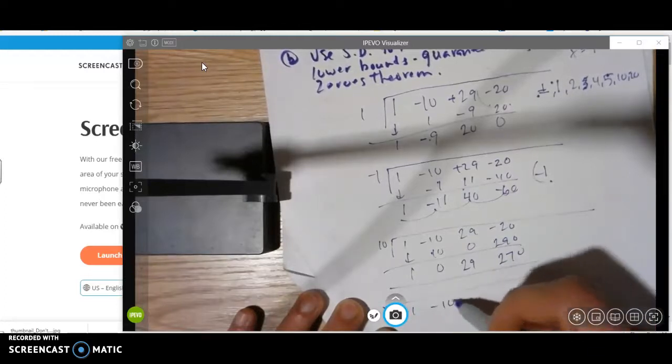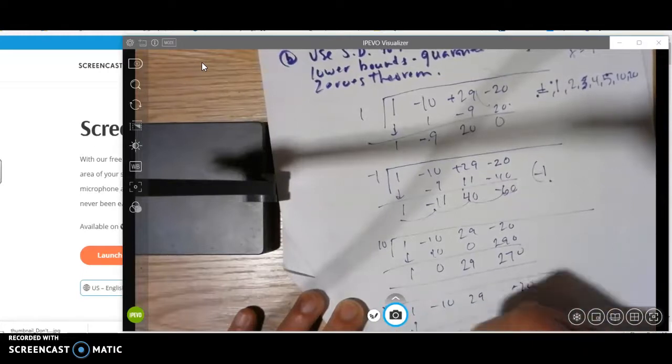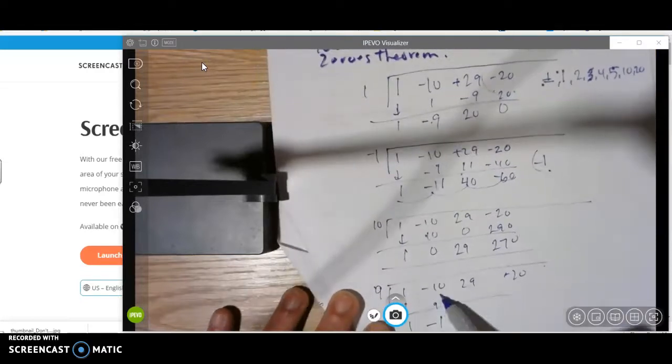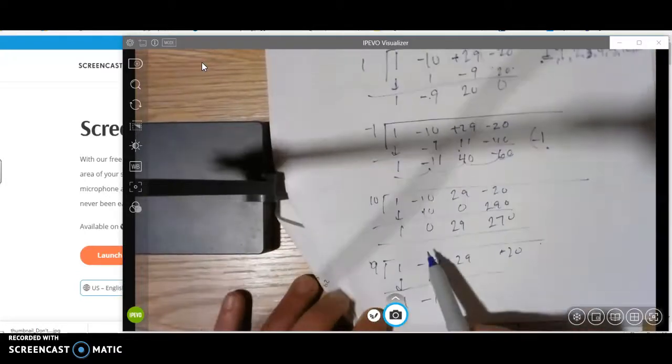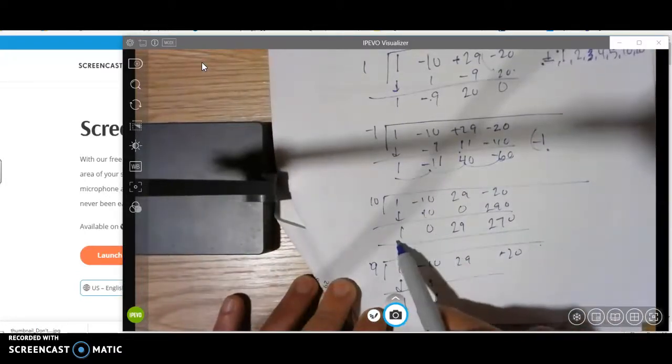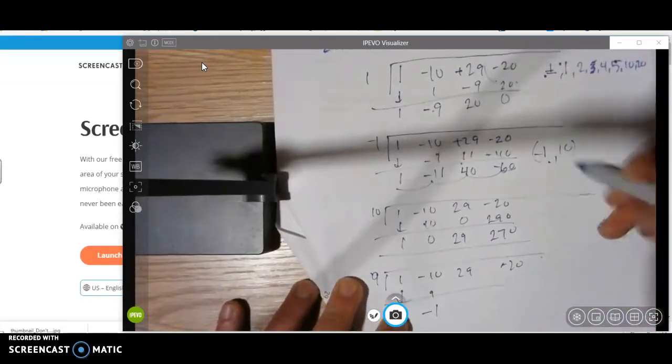If we did 9, we're going to see it's not going to work, because we're going to get a negative right there. It's not big enough to counteract that negative 10. So we know right there it's not going to work, because we need all 0 or all positive. Therefore 10 is our upper bound.